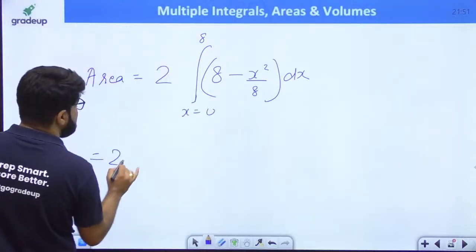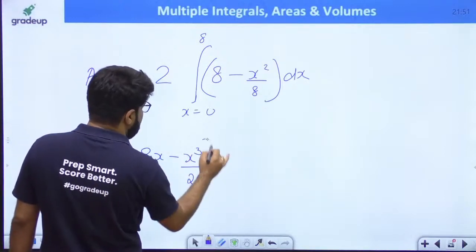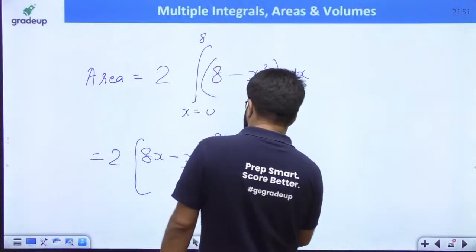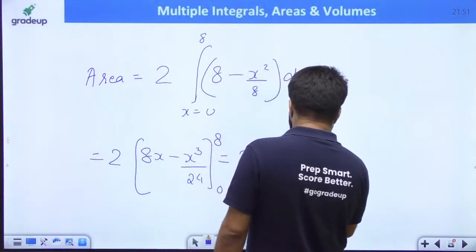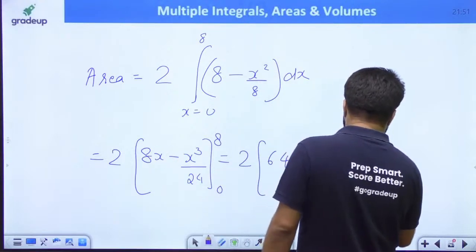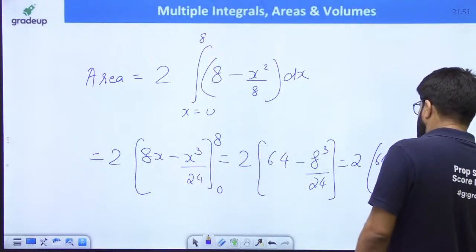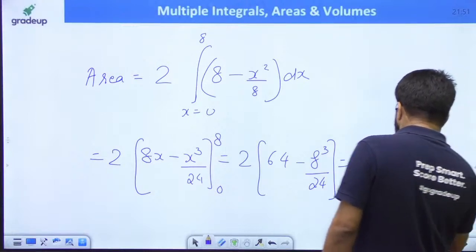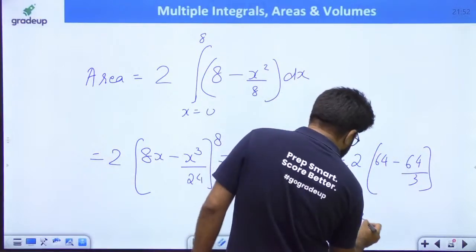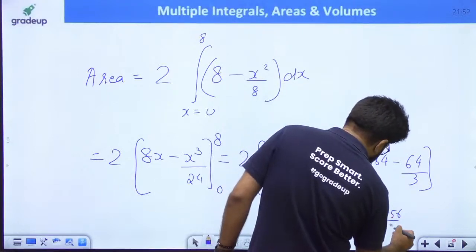Let's solve and finish the answer. 8x minus x cube by 3. 3 into 8, 24. Lower limit 0, upper limit 8. This is twice. 8 into 8, 64, minus 8 cube divided by 24. Lower limit is 0. This is twice of 64 minus 8 cancel, so 64. 8 square 64 divided by 3. So this is 2 into 64 common into 1 minus 1 by 3 will be 2 by 3. Okay, 128 into 2. The answer is 256 divided by 3.